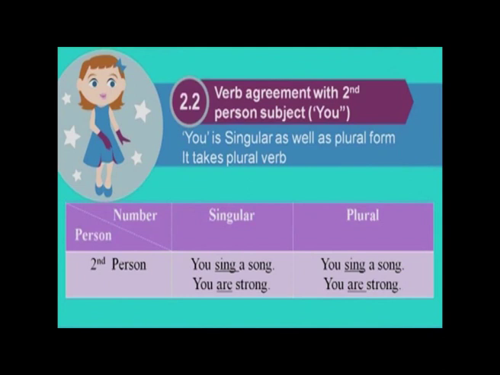You sing a song. We don't say you sings a song. We say you are strong. Do we say you is strong? No, we don't say you is strong. Is is a singular form. So, are is a plural form. You are strong.